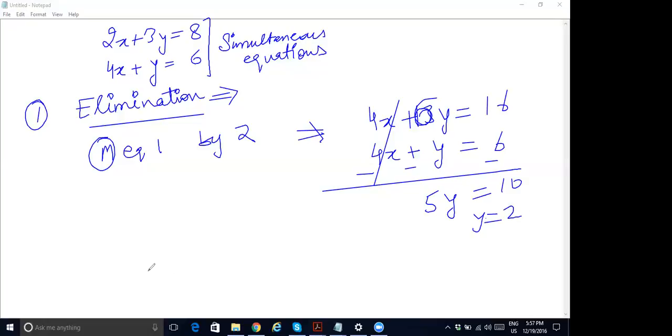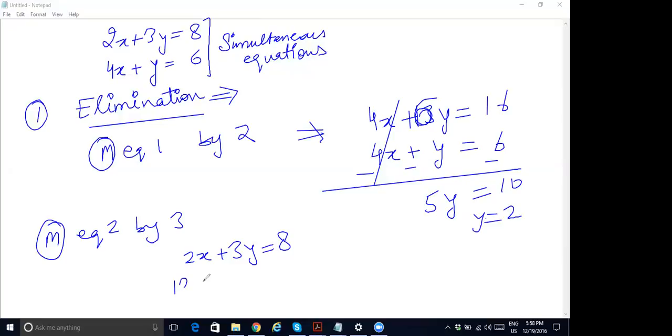Or what I can do is I can multiply equation 2 by 3. Either way, you'll get rid of a variable. So we have to get rid of a variable. 12x plus 3y is equal to 18. So now we can subtract equation 1 from equation 2. We have to flip the signs. So then we get 10x, this gets cancelled, is equal to 10.